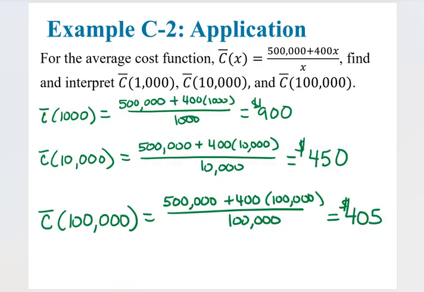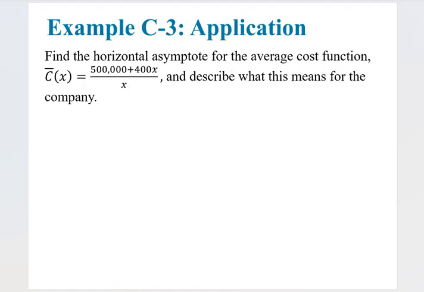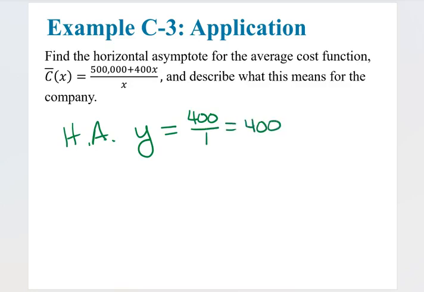All right, so digging a little bit deeper into the same example. Find the horizontal asymptote for the average cost function. If we look at the average cost function, we know we can find the horizontal asymptote. They have the same degree in the numerator and the denominator, so my horizontal asymptote is going to be y equals the ratio of those leading coefficients, so 400 over 1. So we're going to have a horizontal asymptote at y equals $400.